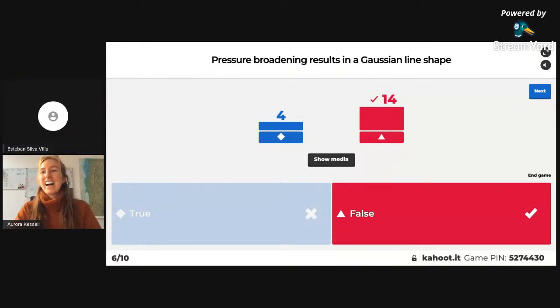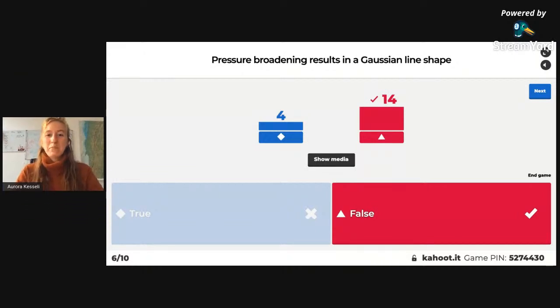Okay. I was just going to say that pressure broadening and natural broadening result in Lorentzian line shapes, whereas turbulent broadening and thermal broadening and rotational broadening, those are all Gaussian line shapes.